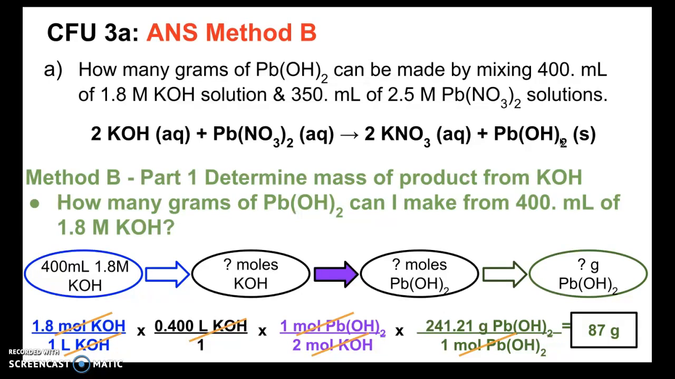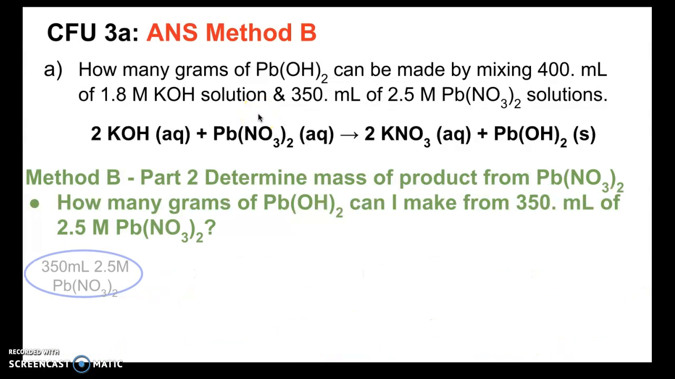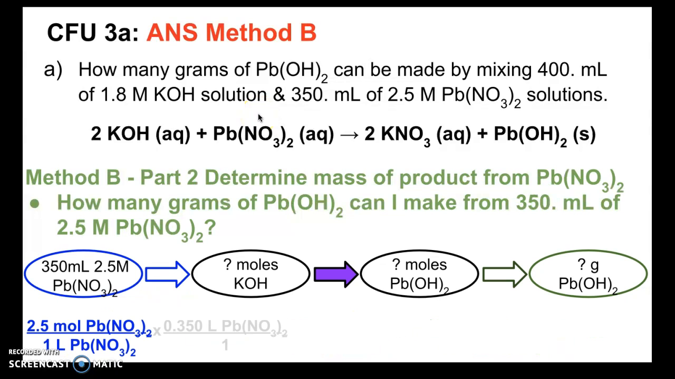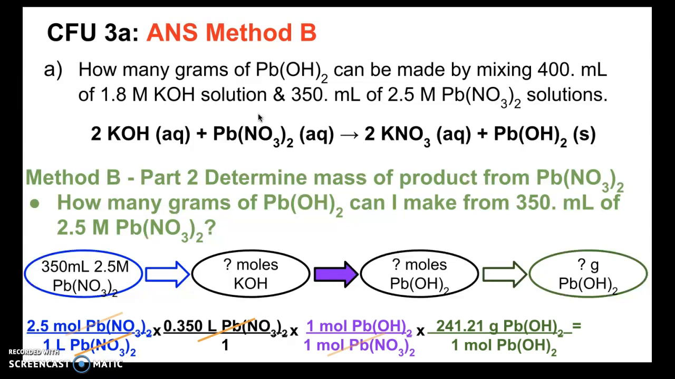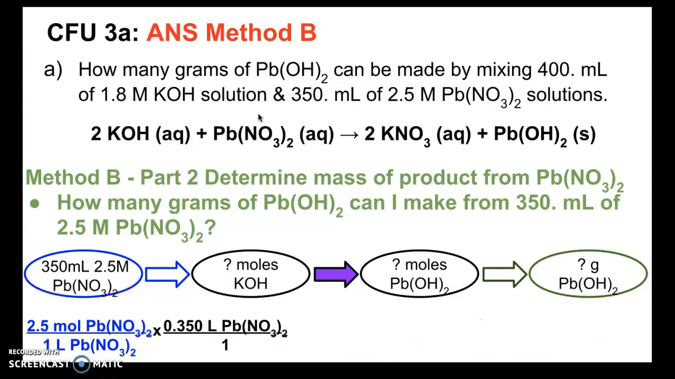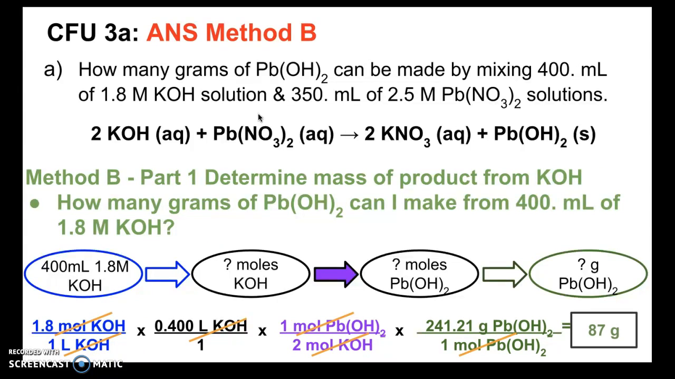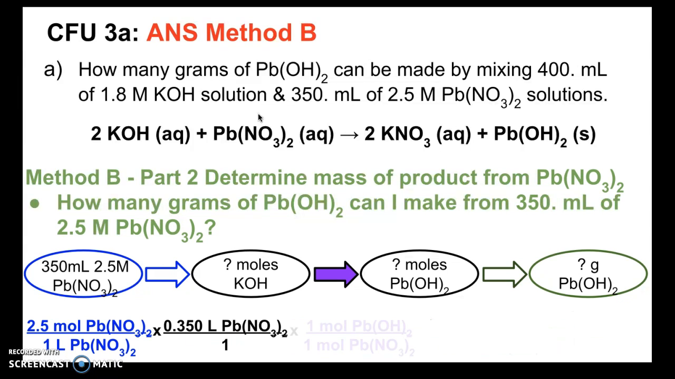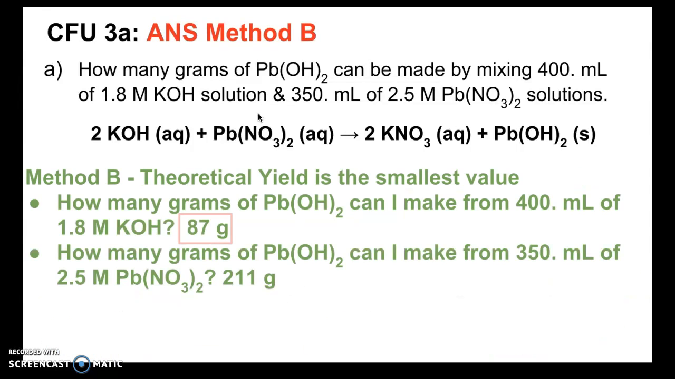I do the same thing for the other reactant. At this moment, I don't know what my theoretical yield is yet because I need to figure out which one will give me the smallest number, and that'll be my theoretical yield. So I'm going to repeat the same thing, figure out how much of the Pb(OH)2 product I can make from my other reactant, which is lead nitrate, and this is what that work looks like. And this gives me 210 grams. Because the previous one gives me a smaller number, 87 grams, this would be my theoretical yield. Okay, so you can use any method you want.